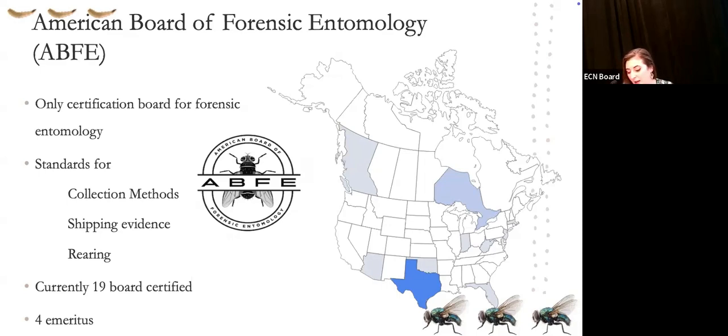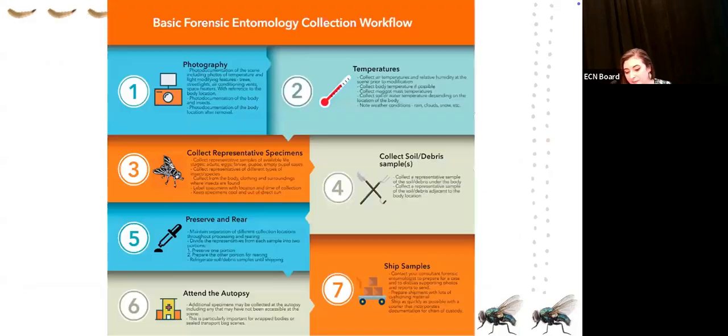Now, as I said, we have a lot of standards for how we can collect, and this is kind of the general workflow that was provided by the American Board of Forensic Entomology for things to consider when you're collecting data at a scene or at autopsy. So making sure that photographs are taken. Can't tell you how many times I asked law enforcement, oh, did you take some cool photos of the insects? No, we didn't even consider it, right? So it often gets overlooked.